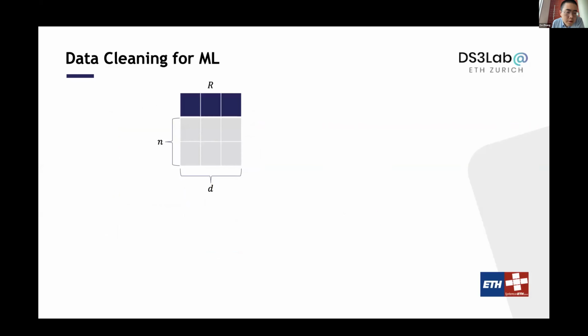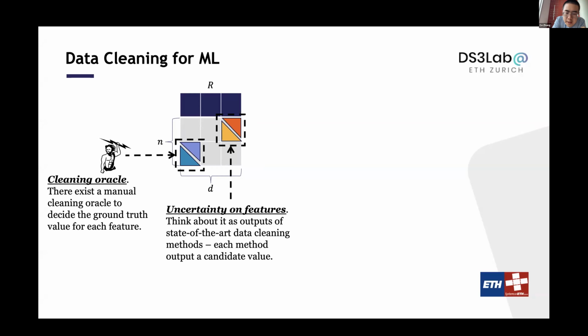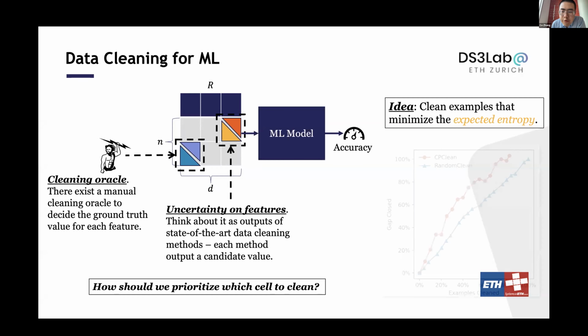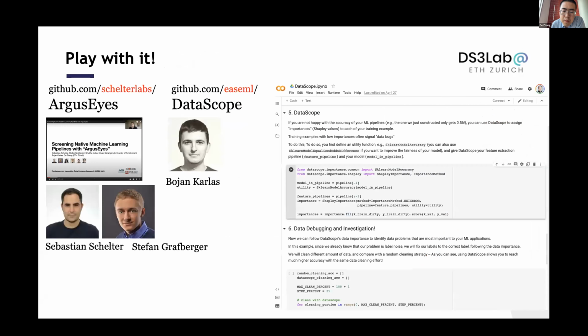And this is also something you can do for data cleaning. Assuming you have a training set with a whole bunch of noise, and then you have a clean oracle to tell you, okay, this is the right value for this cell. If you follow this decrease of entropy, you can actually have a data cleaning strategy much more efficient than the random one. So this is also something that you can already play with.